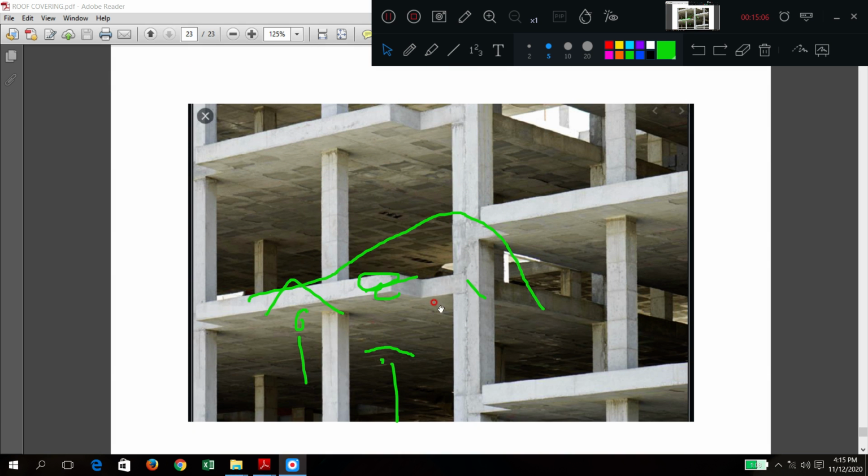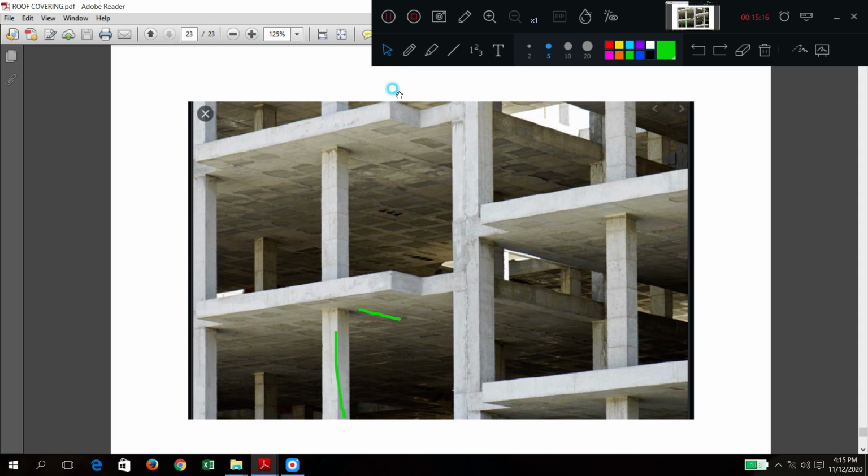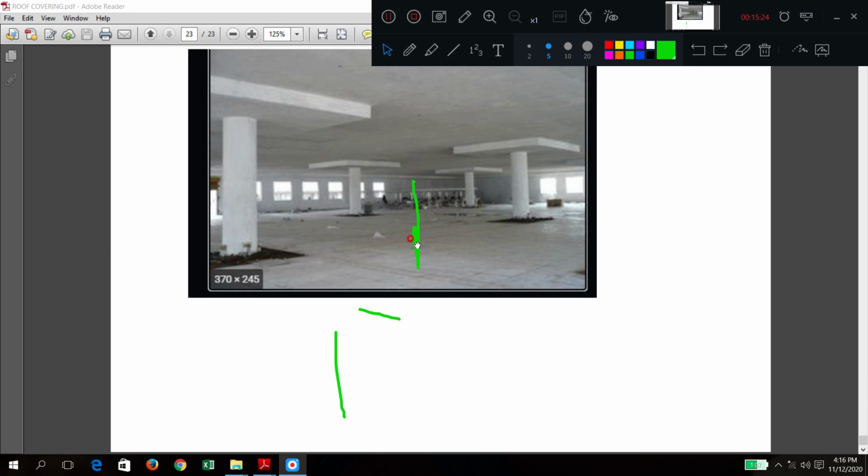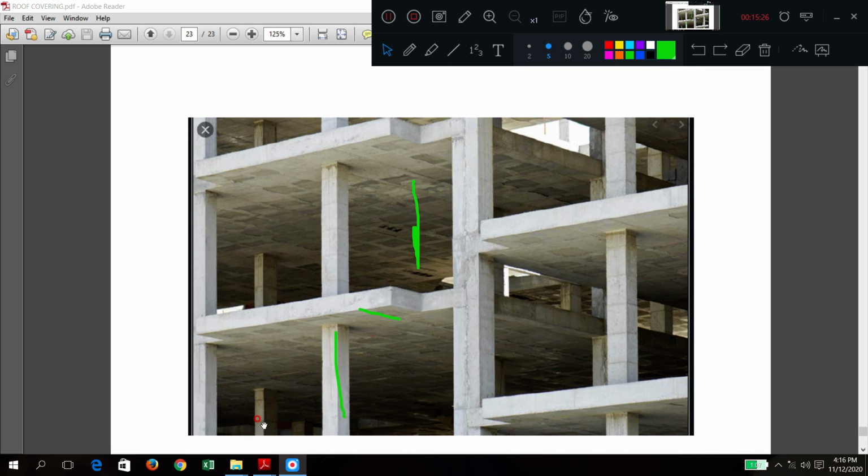This is another side diagram. Flat slabs. Can you see any beams in the diagram? No, only column and slab. So you get more height in between the floors. This is also another flat slab.